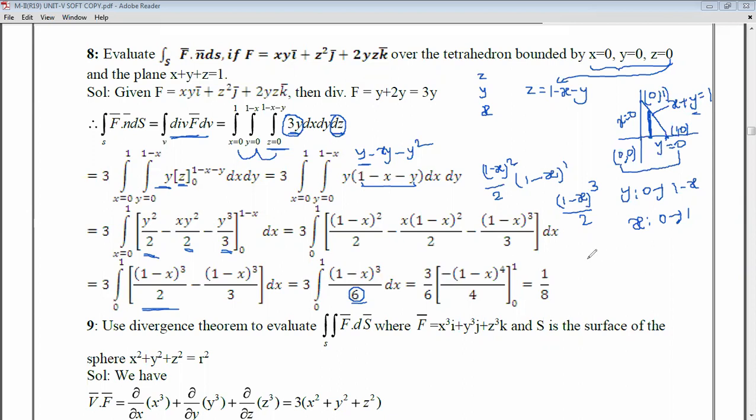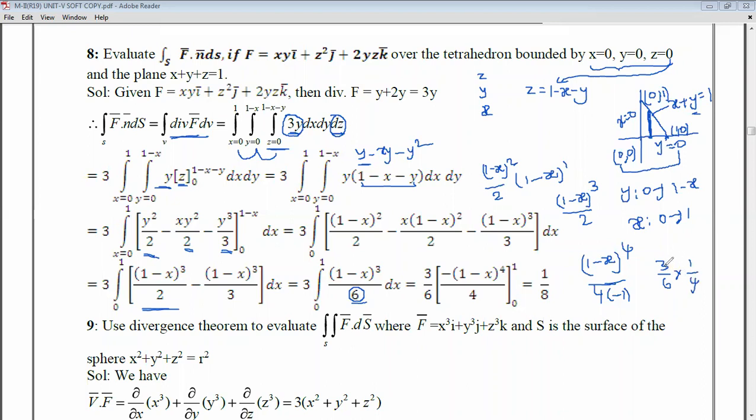So the integration of 1 minus x whole cube is nothing but 1 minus x whole power 4 by 4. And the derivative of 1 minus x is simply minus 1. Okay, so between the limits 0 to 1. First, if you substitute 1 in place of x, what will we get? 1 minus 1 is 0. And if you substitute the lower limit, minus becomes plus, so 1 by 4. So here it is 3 by 6 into 1 by 4.